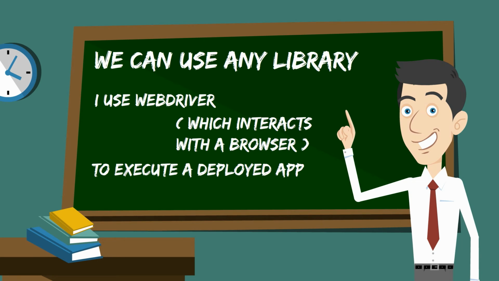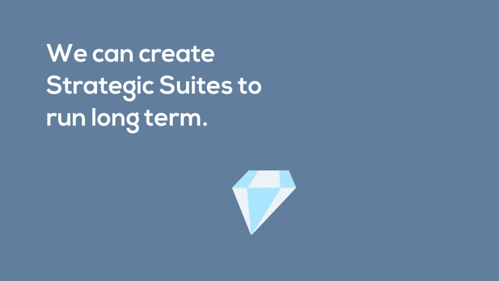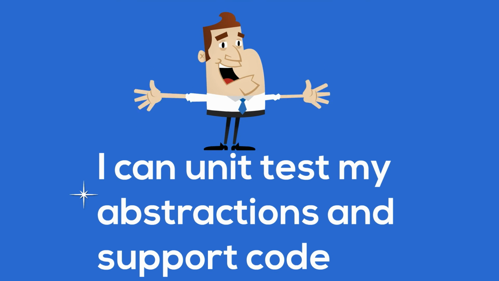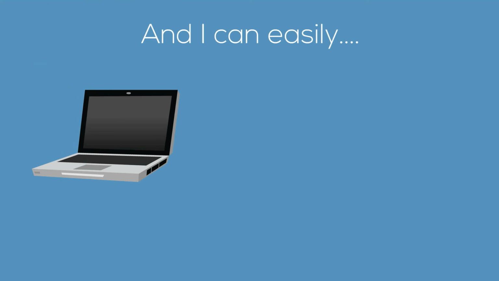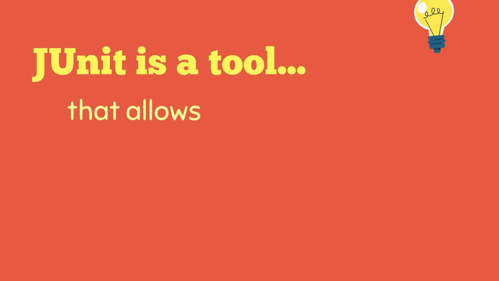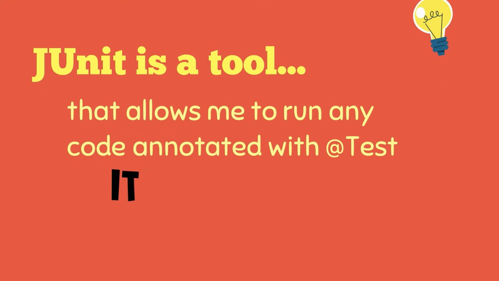That allows me to create tactical tests, which are short, ad hoc bits of code that I'm just going to use and throw away. It allows me to create strategic tests, put into suites that we're going to run long term. It allows me to unit test the code that I write in my abstraction layers and in all my support code. And when I use JUnit, I can easily add my code into continuous integration because it's a tool that allows me to run any code that is annotated with @test. It is not just for unit testing.